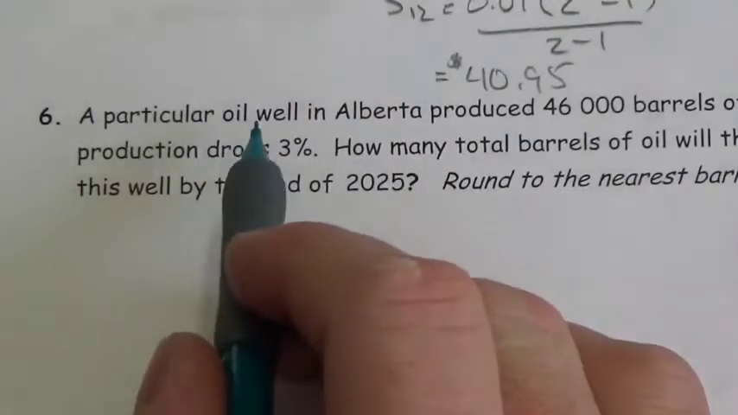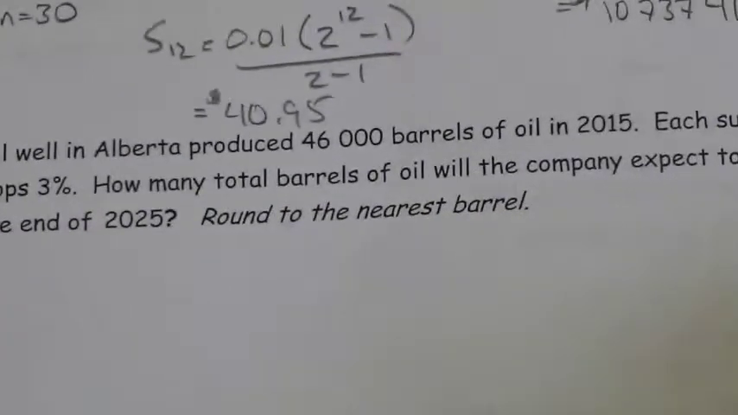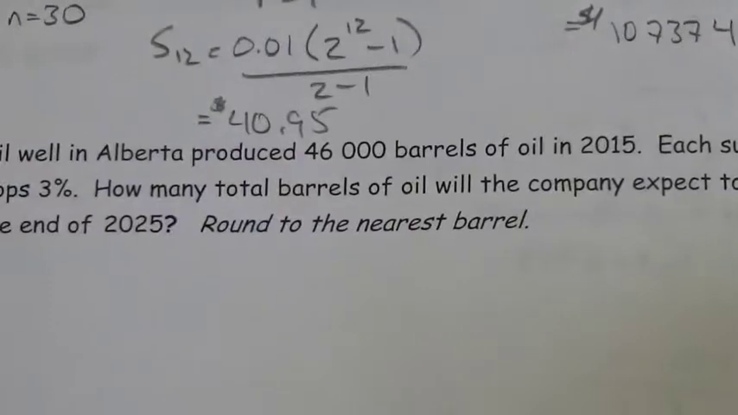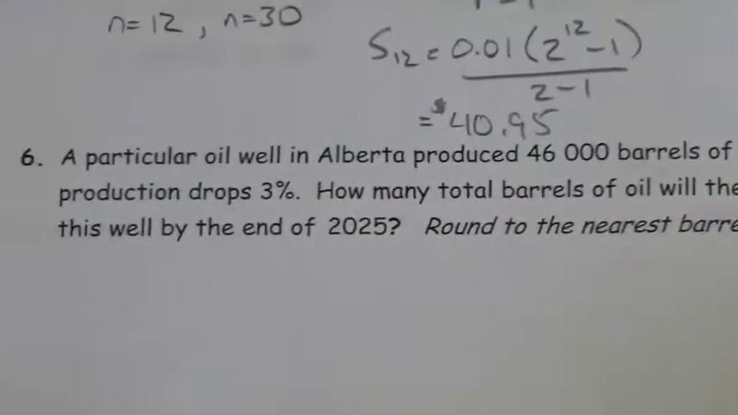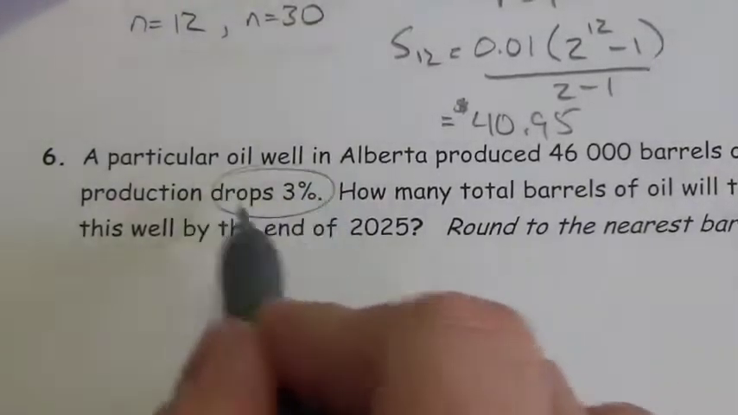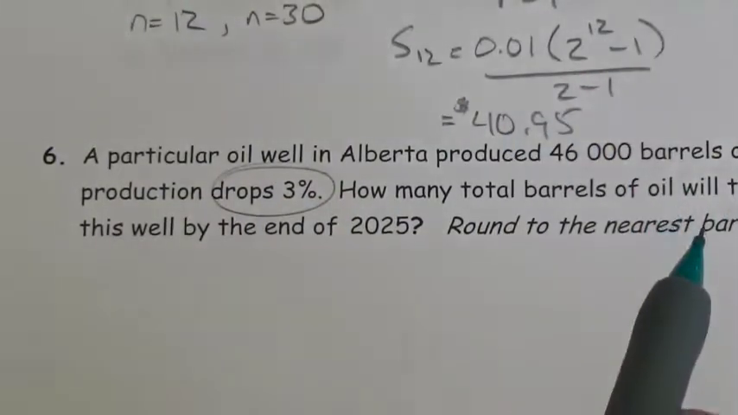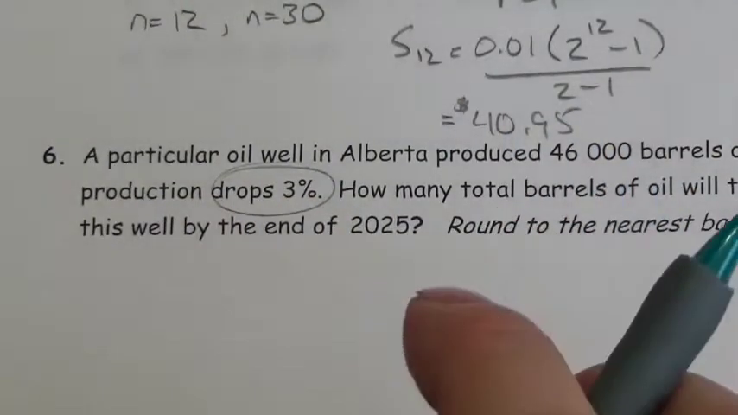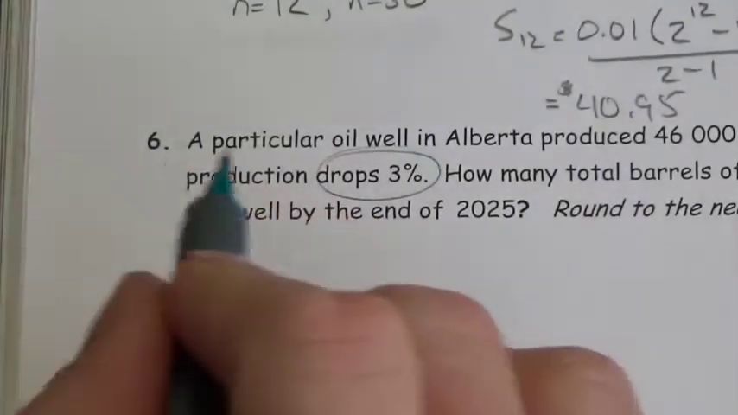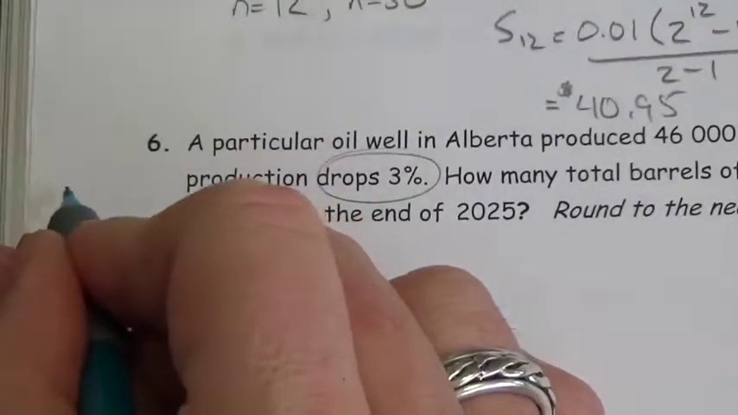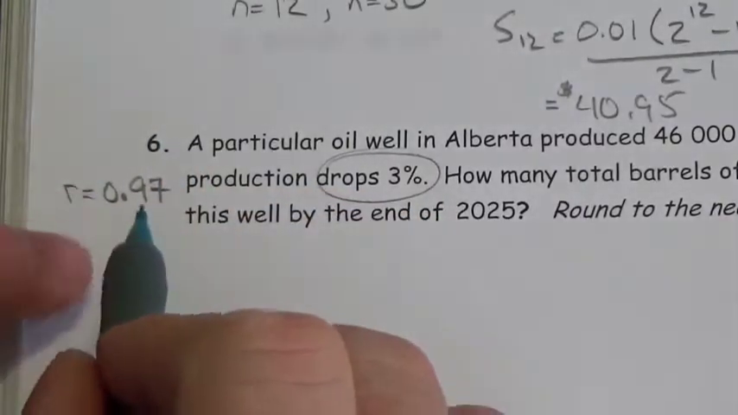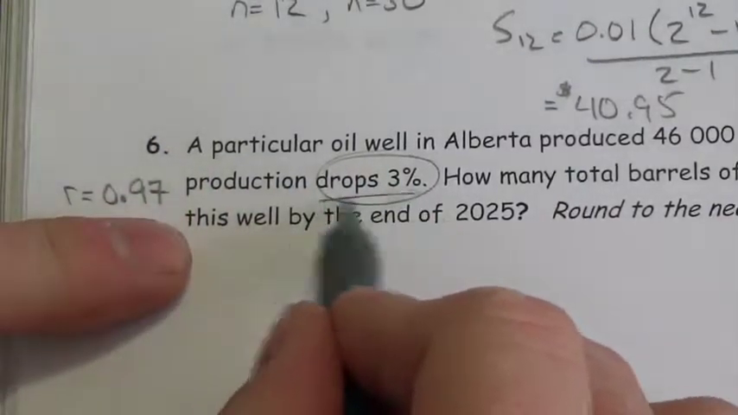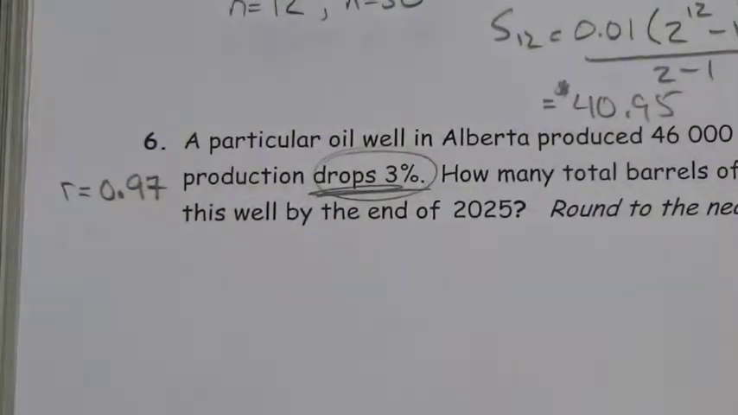It says, a particular oil well in Alberta produces 46,000 barrels of oil in 2015. Each subsequent year, production drops 3%. Now we've seen a question like this before. Let's think about that. When I say it drops 3%, what's left over? That suggests to me that my R value is going to be 0.97 or 97%. That's a little hint there, so just watch out for that.